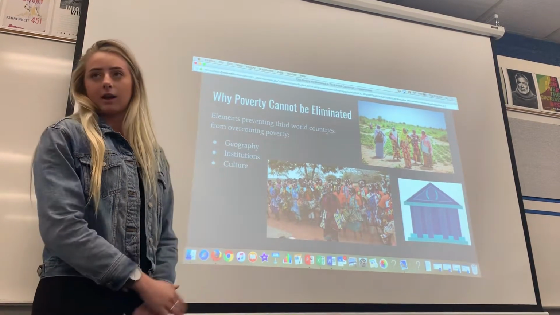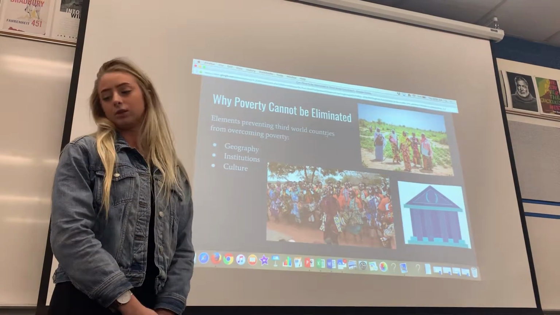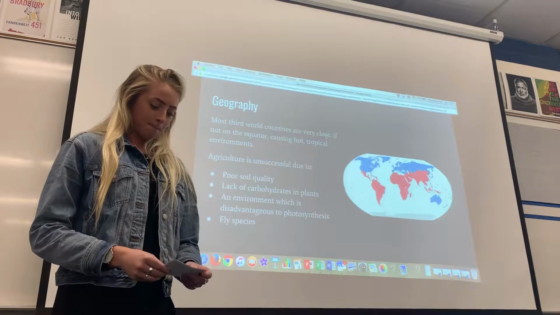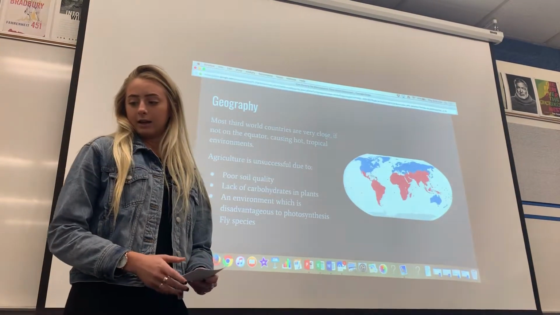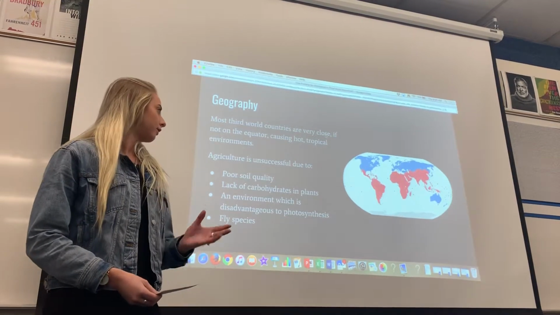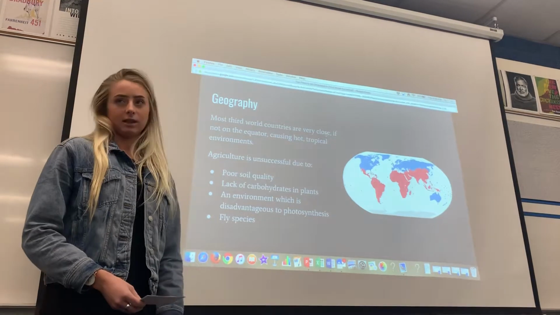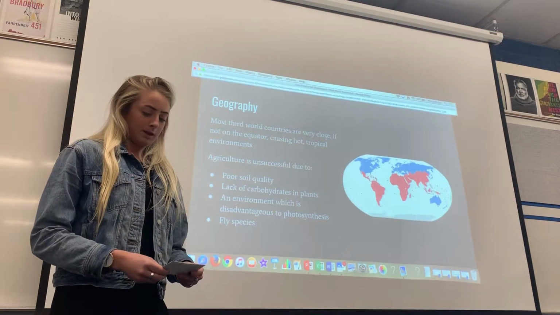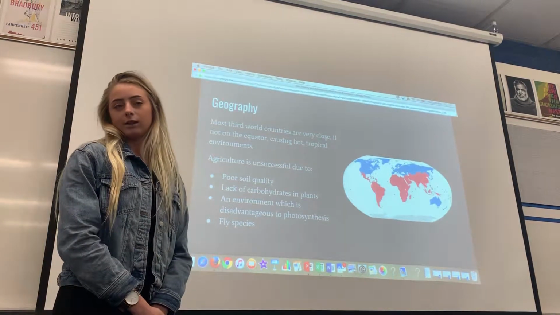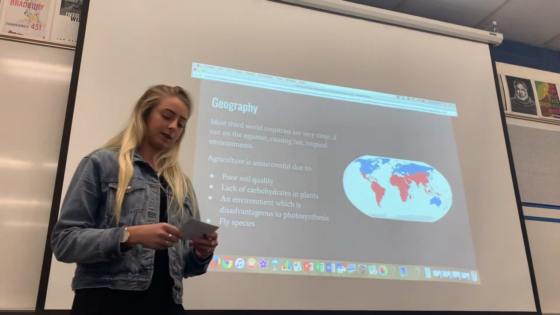So 3 elements that prevent poverty from being eliminated are geography, institutions, and culture. Geography. Third world countries live in hot and tropical environments due to living on or very close to the equator. Agriculture tends to be unsuccessful in these areas because of that. They suffer from things such as poor soil quality, lack of carbohydrates in their plants, and they live in an environment which is disadvantageous to photosynthesis.